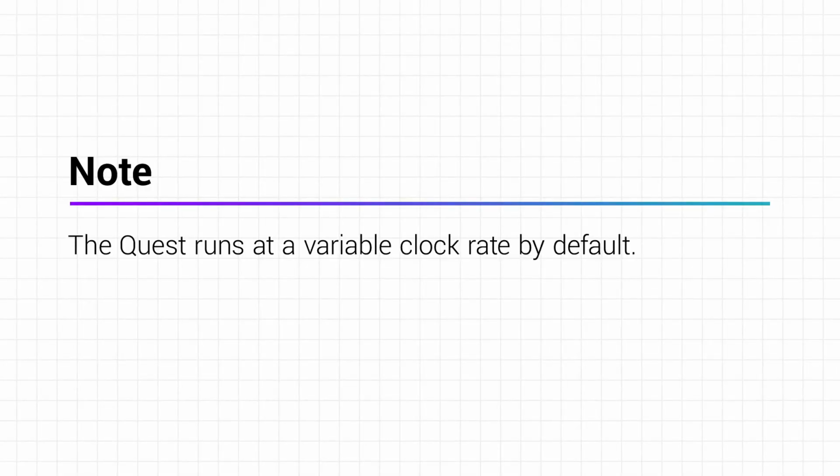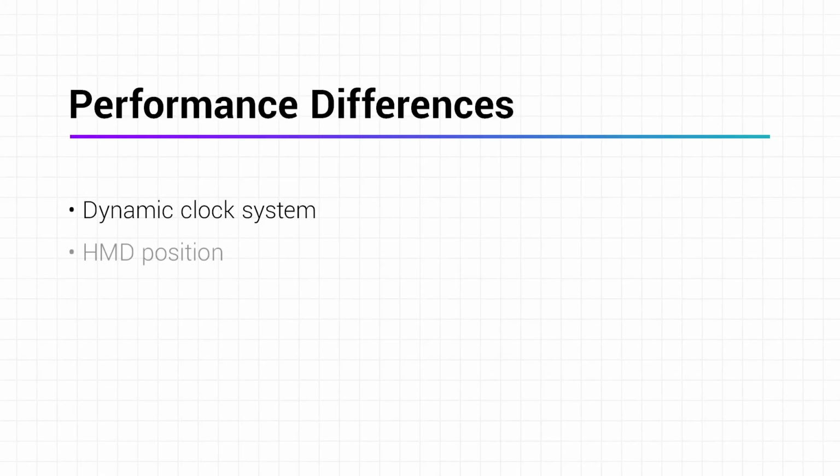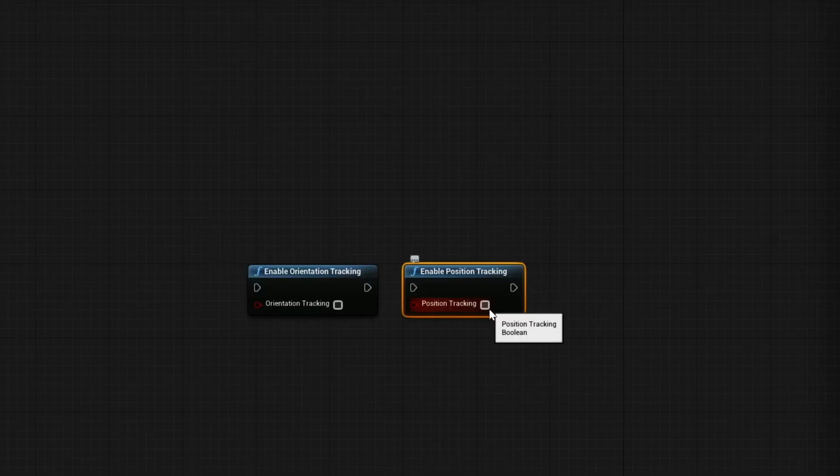The goal of locking these numbers is so that we can get consistent readings from our profiler, since the Quest runs at a variable clock rate by default. For detailed performance testing in a specific spot, it can be useful to lock the camera in place both rotationally and positionally so that the user's HMD position doesn't influence the rendering. Oculus provides 2 blueprints to stop the positional and rotational tracking.